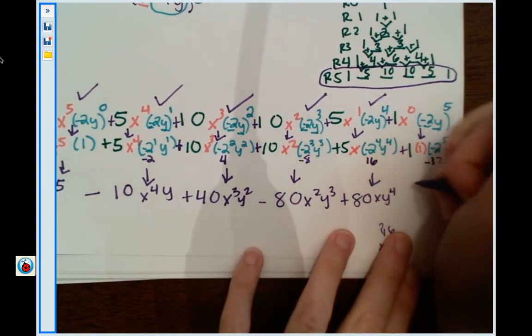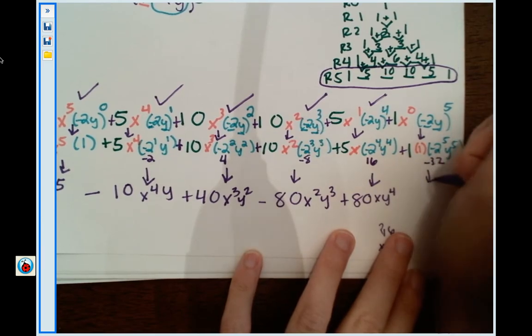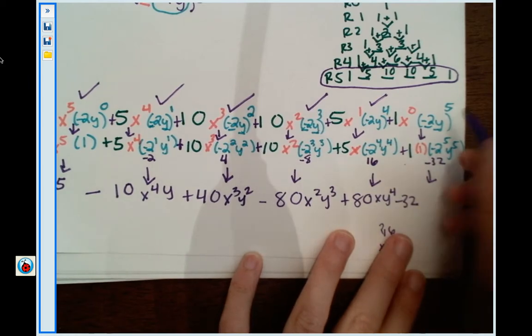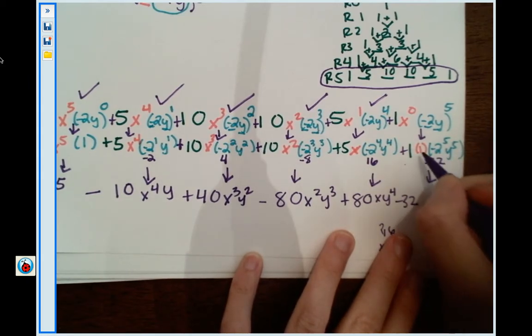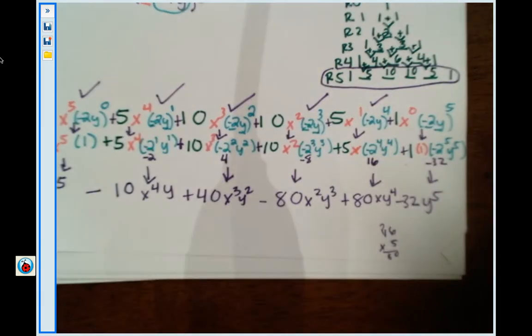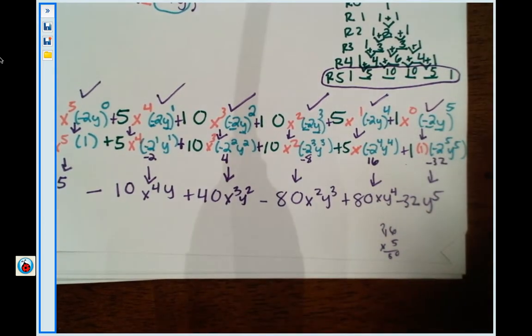All right, guys, we just got to combine these, then we're done. 1 times negative 32 is negative 32. And then I just have a y to the 5th because 1 times 1 is 1 and 1 times negative 32 is negative 32. So I'm just left with y to the 5th. And that would be our final answer, you guys.